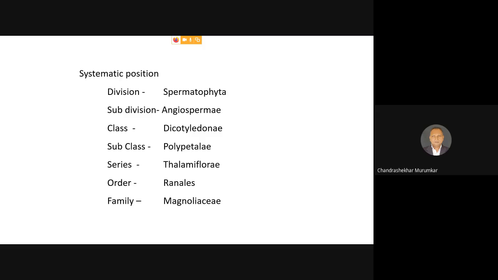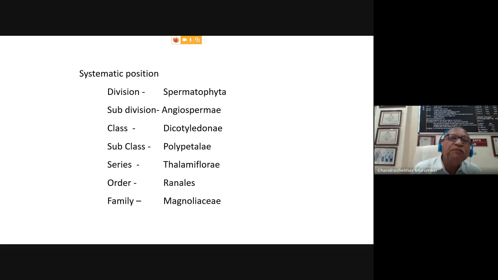And then the last component is the systematic position. So obviously this has been arranged as per the Bentham and Hooker system of classification. The division Spermatophyta, subdivision Angiospermae, obviously class Dicotyledonae, subclass Polypetalae, because it is divided into Polypetalae, Gamopetalae, and Monochlamydeae. So this belongs to first Polypetalae, where the perianth lobes are free. The series Thalamiflorae means the ovary is superior and disc is absent. And that's why the series is Thalamiflorae.